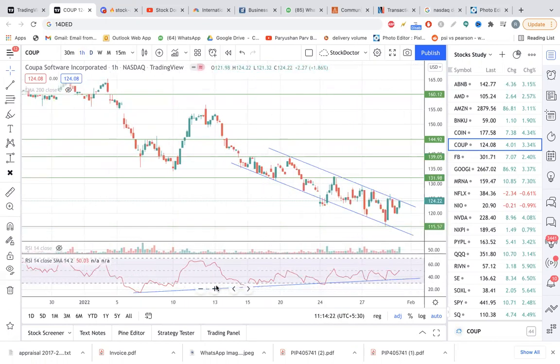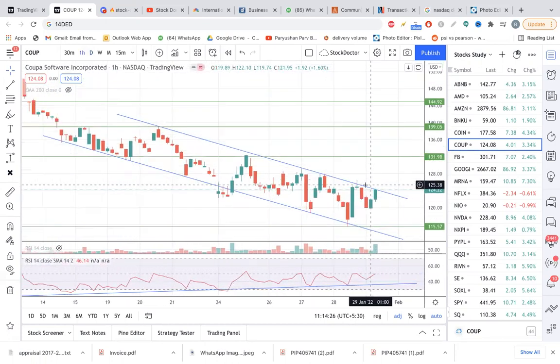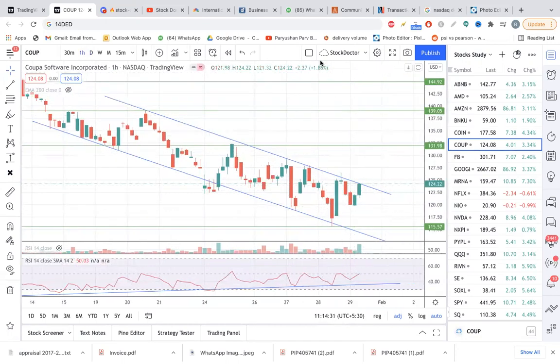There is a high probability that if Coupa Software breaks this hourly trend line resistance, this channel, then from here it immediately has a target to go towards 132, then 135 and 139. These are the immediate short-term targets if it starts trading and sustaining above this trend line, or if it gives a breakout above 125. So this is a very important level to watch here.